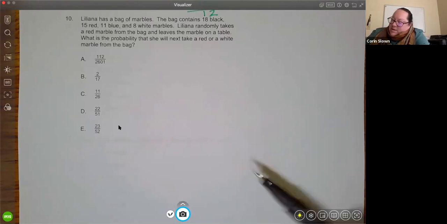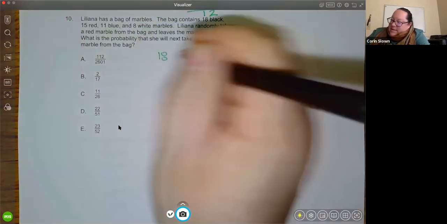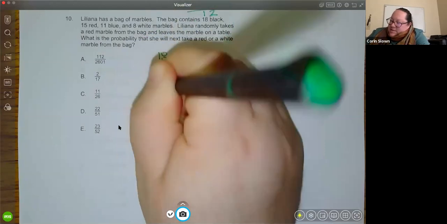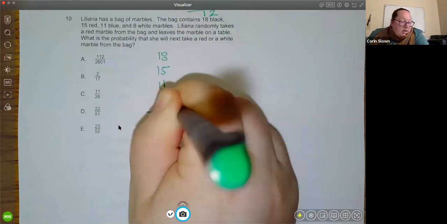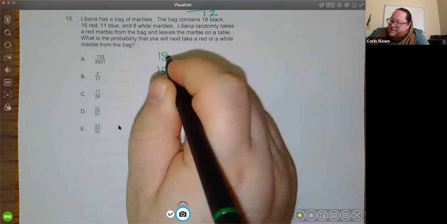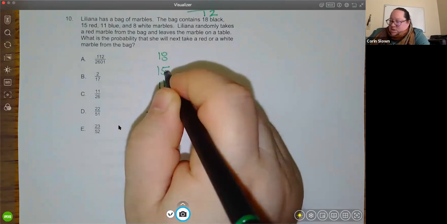The first thing I'm going to do is figure out my total number of marbles. So I've got 18 plus 15 plus 11 plus 8. Right now, if I'm thinking about my total number of marbles, I'm going to add these together. So 8 and 8 is 16, plus 1 is 17, plus 5 is 22.